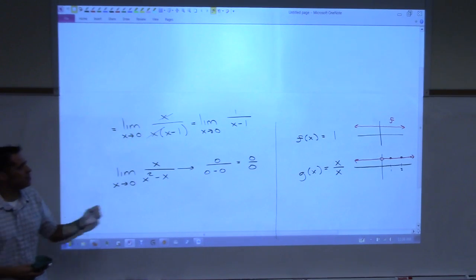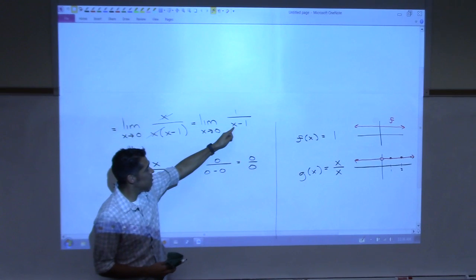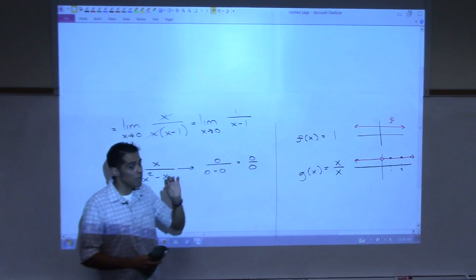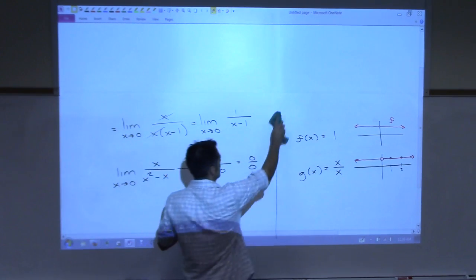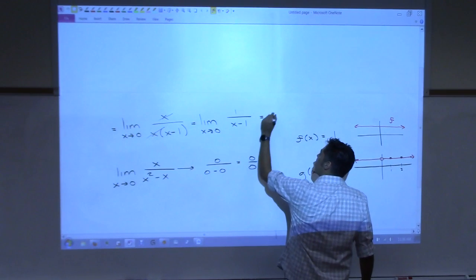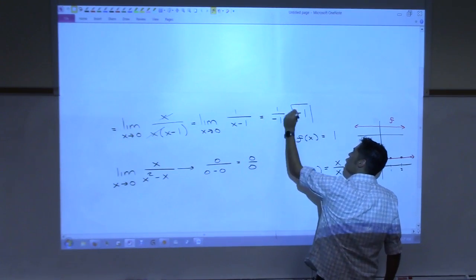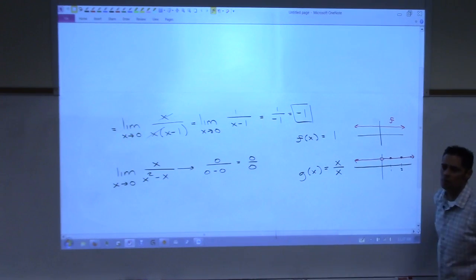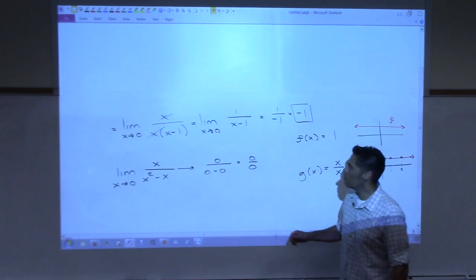Now, tell me what happens when x gets really, really close to 0. If that's really, really close to 0, then this bottom is really, really close to what? -1. And 1 over -1 would be -1. Understand? So I can just put here equals 1 over -1, which equals -1. When did I stop writing the limit? When I actually substituted in the 0.